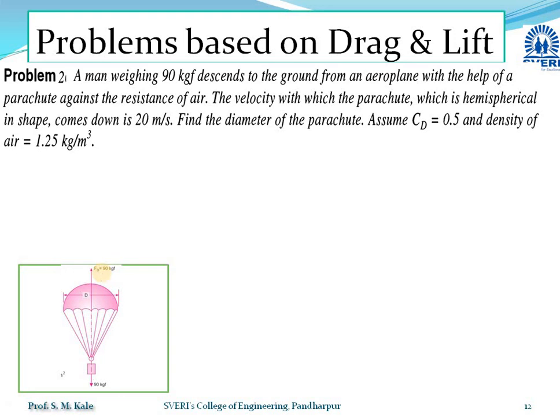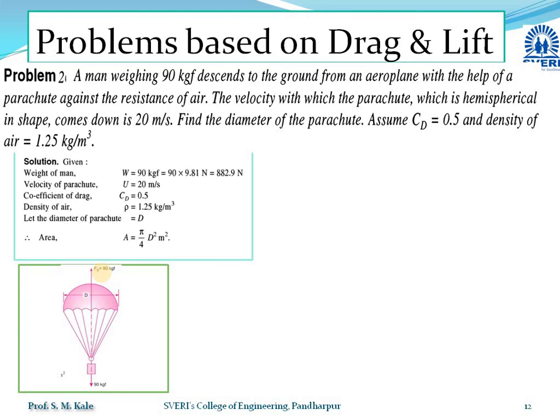So here, first of all, we will write down the given data. The weight of the man is 90 kg force. Convert it into SI unit. For conversion of kg force into the SI unit, that is Newton, I need to multiply 90 by 9.81, the gravitational acceleration g. So I will get the weight of the man in terms of Newton, 882.9 Newton.